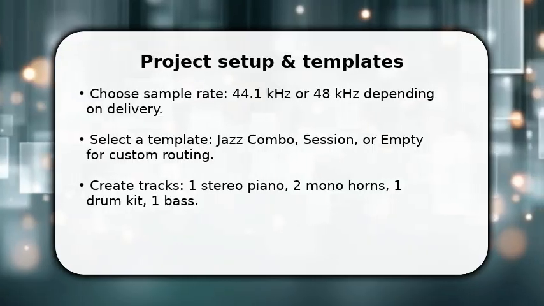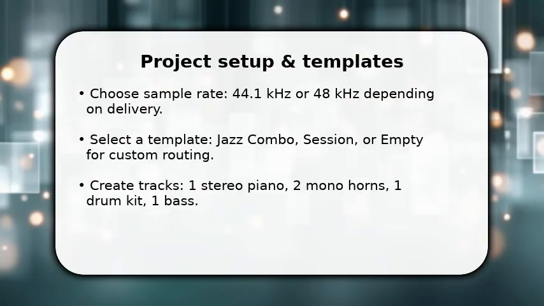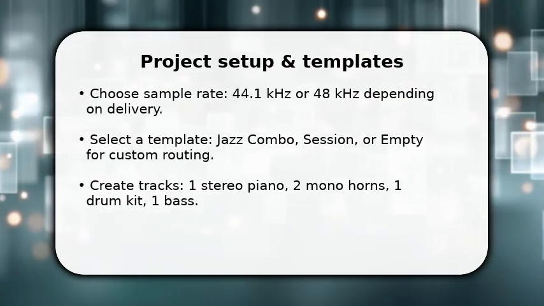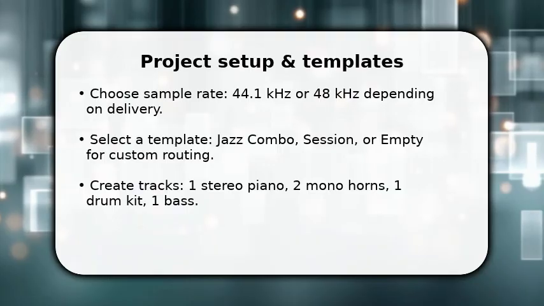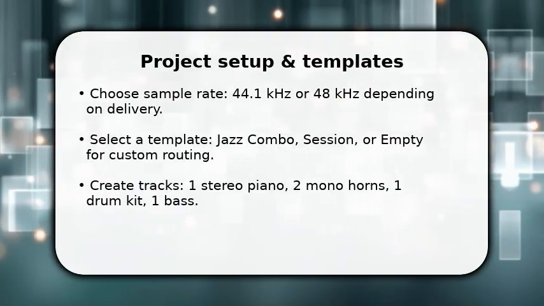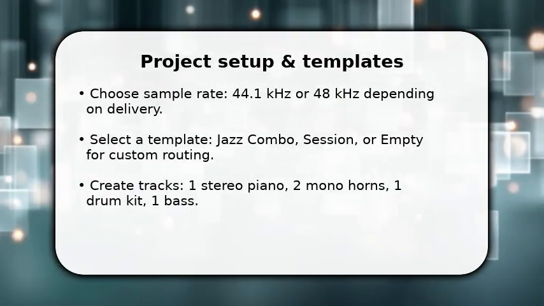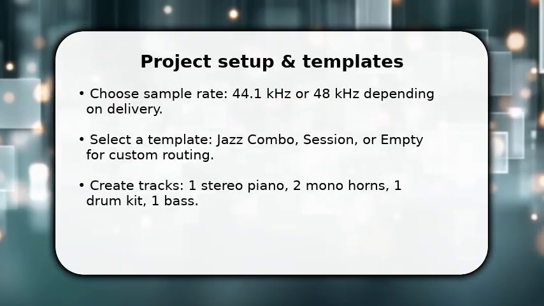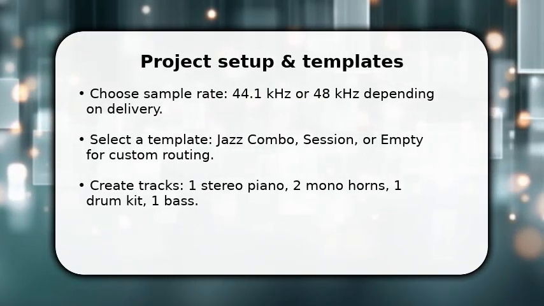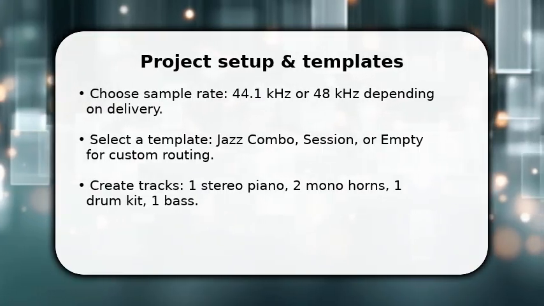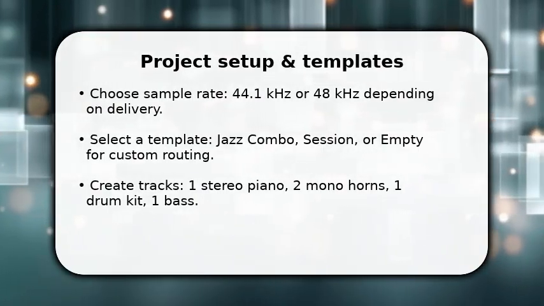You start by configuring the core project so you can focus on music. Set the sample rate to 44.1 kHz for streaming or 48 kHz for video. Make sure buffer is 128-256 samples for low latency. Once done, pick a jazz combo or empty template because templates save routing and effects.